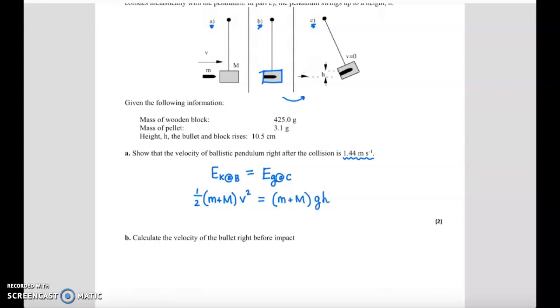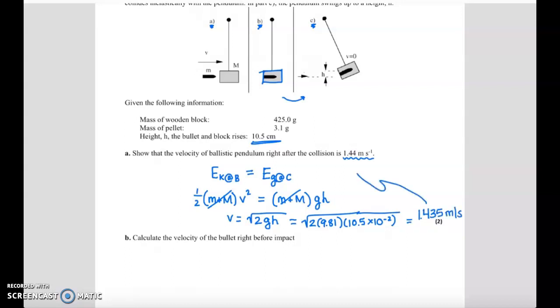little m plus big M times g times h. You'll notice that the masses cancel on both sides, which leaves us with v being the square root of 2gh. So plugging in, we have the square root of 2 times 9.81, and we are given h of 10.5 centimeters. That's the same as saying 10.5 times 10 to the negative 2 meters, which all of that should simplify to about 1.435 meters per second, which is pretty close to 1.44 within rounding error.